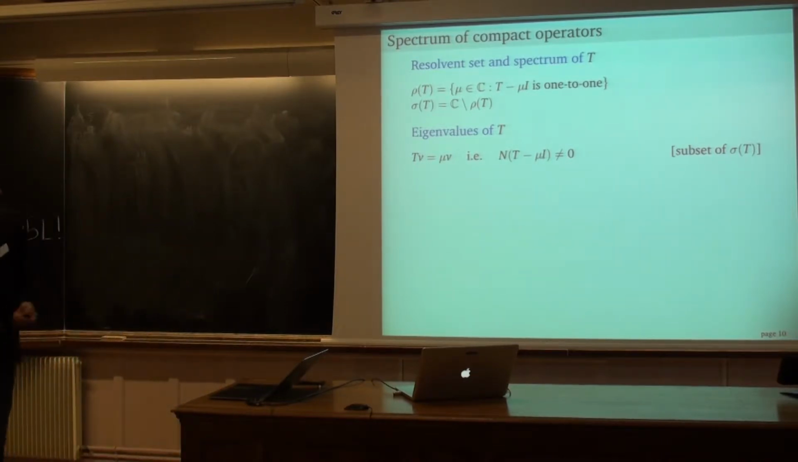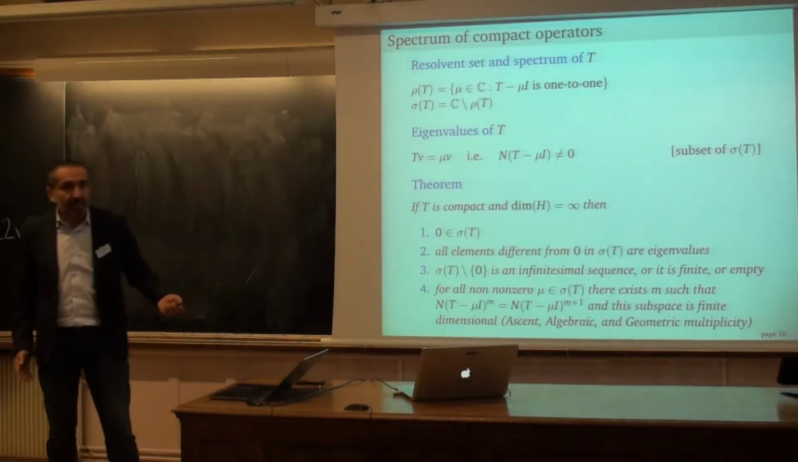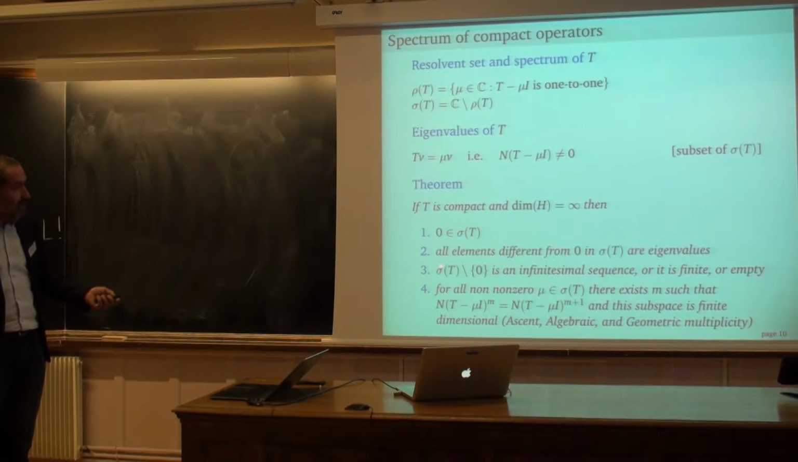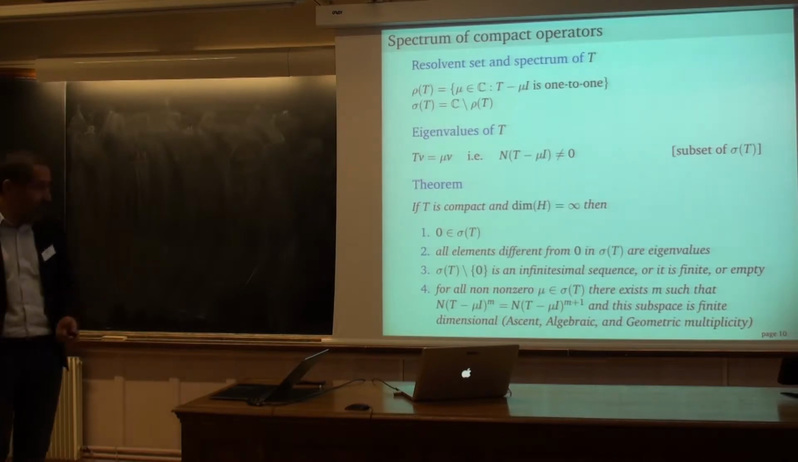The definition of eigenvalue, you know about that. You start with defining the resolvent set, then the complement is the spectrum, and the eigenvalues are the elements of the spectrum such that the kernel of T minus mu I is different from 0. And you know the theorem that characterizes the eigenvalues of compact operators: 0 is the only element of the spectrum that may not be an eigenvalue, and all elements different from 0 are eigenvalues. All non-zero elements of the spectrum, the eigenvalues, are either a finite set, or an empty set, or a sequence that tends to 0. This is the characterization that you know.